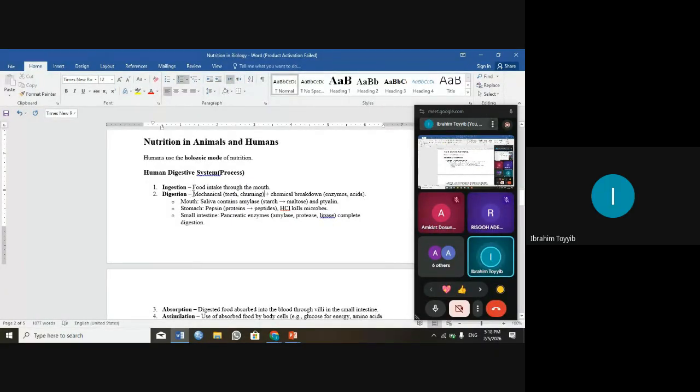So that's the mechanical digestion that happens in the mouth. And we have chemical breakdown. So that's what? Enzymes act on it. And it will produce acid also. So in our stomach we have hydrochloric acid, which kills some bacteria, some microbes.